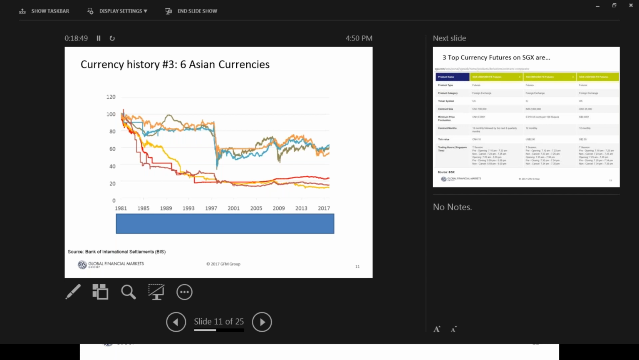So in a way, it's almost as though these three currencies looked like range-bound currencies for most of their history, except for that one offset in 1997. On the other hand, there were three other Asian currencies that you can see that have long-term declined over time, that have gone from a value of 100 and lost about 80% of their value over the same period.